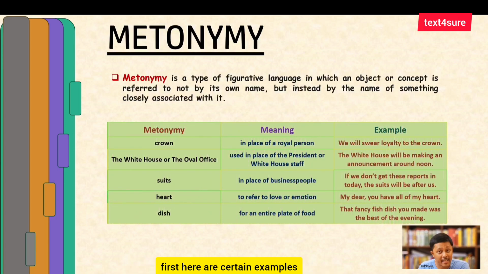Here are certain examples that you need to follow. See, here metonymy is the crown. So in the sentence, we will swear loyalty to the crown. Crown is in the place of a royal person, so it is meant as a royal person. The White House or the Oval Office used in place of the president or White House staff. The White House will be making an announcement around noon. So it is not the White House which will make the announcement. The staff of the White House or the Oval Office perhaps is going to make the announcement.